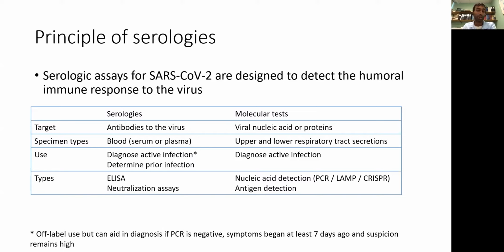And the types of serologies right now include ELISA assays, which I'll talk about, and neutralization assays, and the molecular tests really focus on mostly PCR, but also include loop-mediated and isothermal amplification assays, CRISPR diagnostics, and more recently, some antigen detection assays.